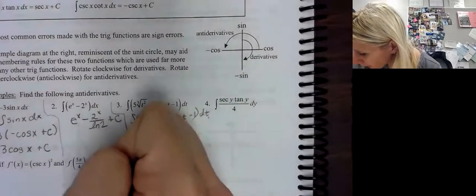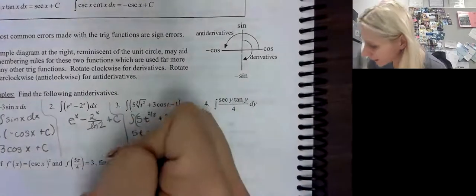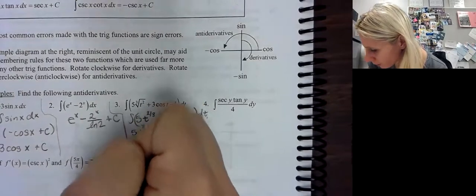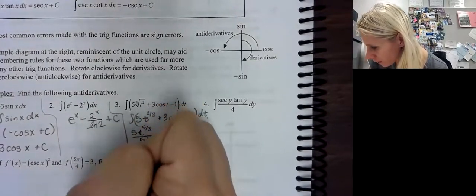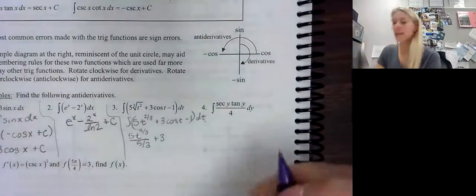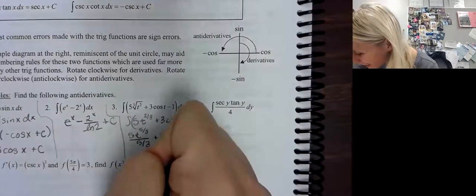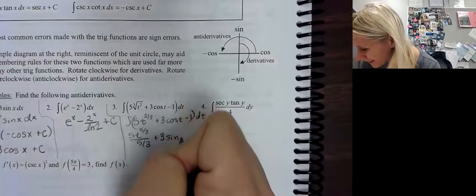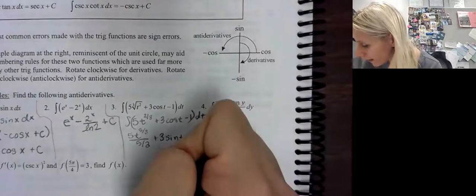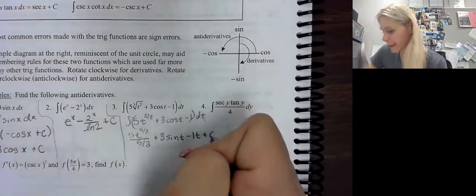So 5t, add 1. So if I add 1 to 2/3, I get 5/3. Divide by that exponent, plus 3. The integral of cosine, if you look above, is sine. Minus, this is our constant rule, so I have this 1 and I attach the variable. At the very end, I have a plus c.